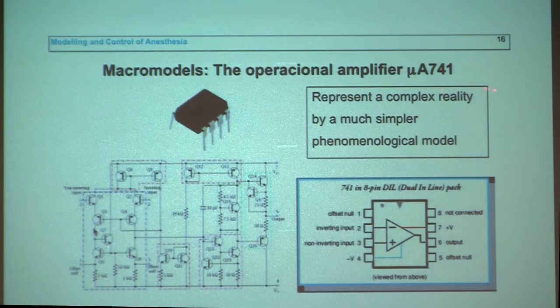In the 741, you have a similar situation. You have about 30 transistors, but you just say, okay, I don't care about the transistors. I only care that this behaves like a differential amplifier with a very high gain. That's it. And with that, we can make a lot of predictions. Okay? So this is a phenomenological model. You cannot interpret the inside, but you can use the circuit to connect it to other circuits. Okay? And here it is the same.